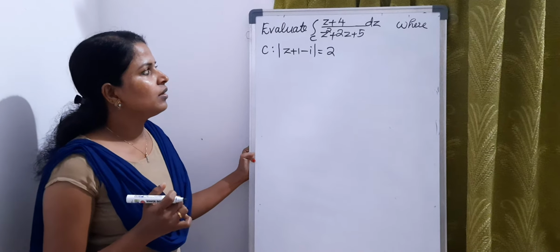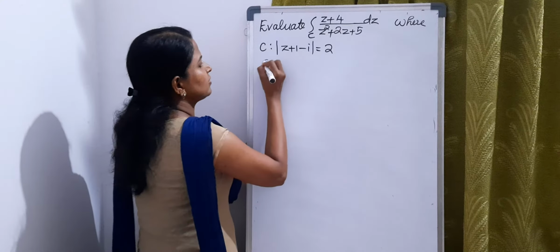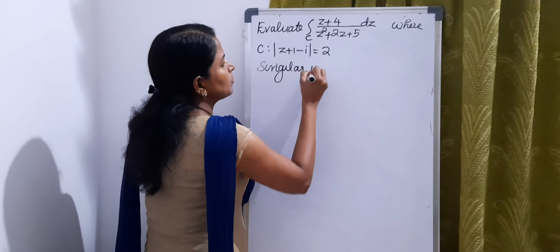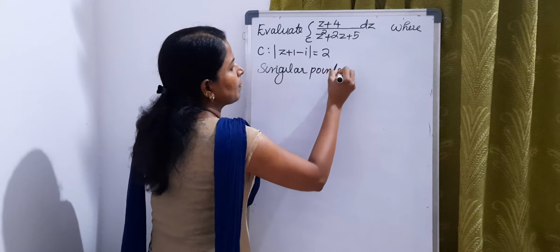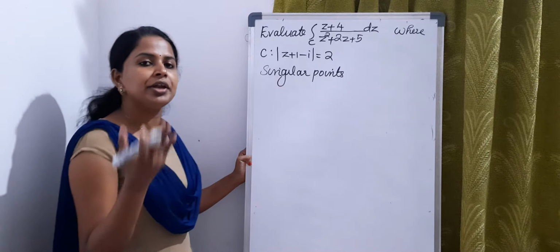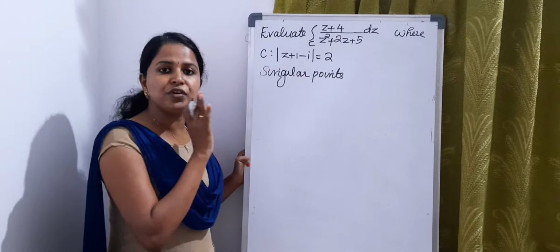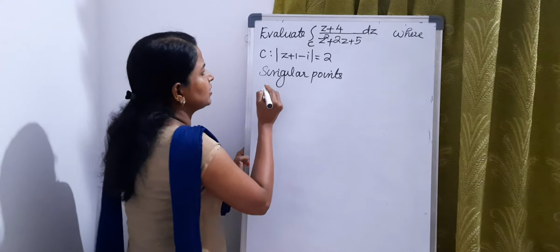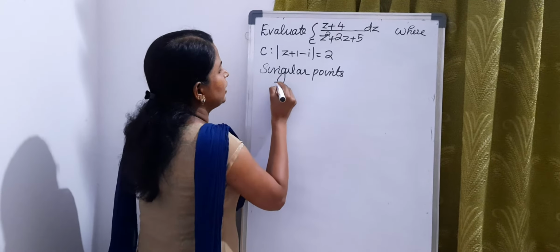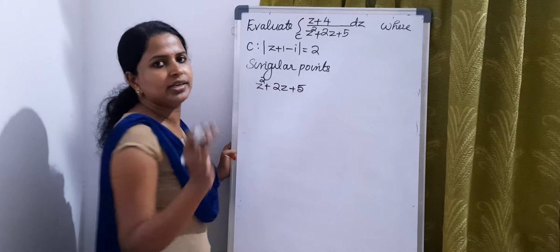First, we evaluate the singular points. What is a singularity? A singularity of a function is a point at which the function does not exist. That is, where the denominator equals 0. The denominator being 0 means the function does not exist.